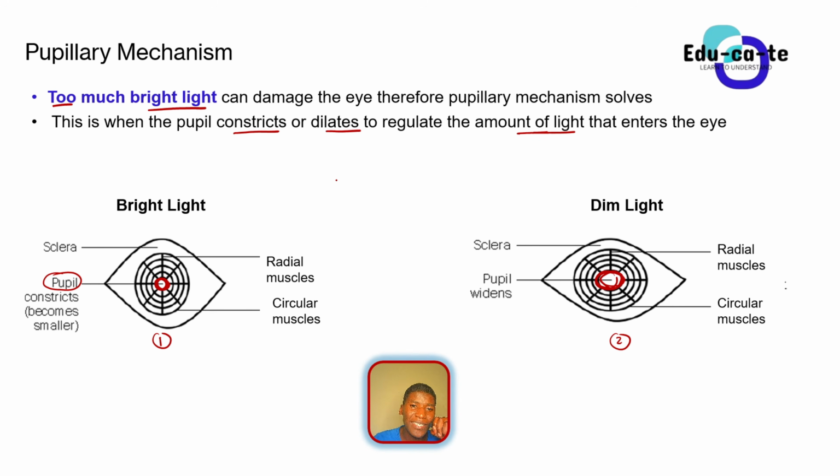The circular muscles are of the iris, basically. Remember that the iris is the colored part of the eye. For this example, you can see that my eye here is black, so that black colored part is the iris. So the iris can have circular muscles or radial muscles.